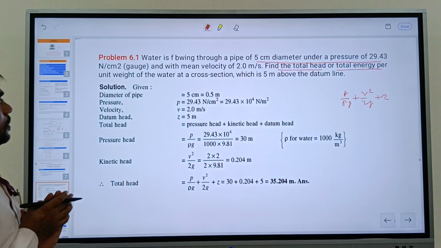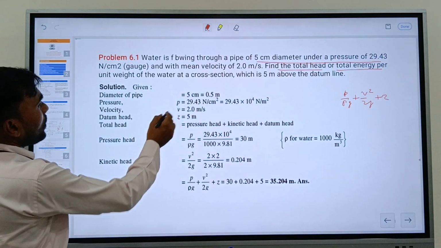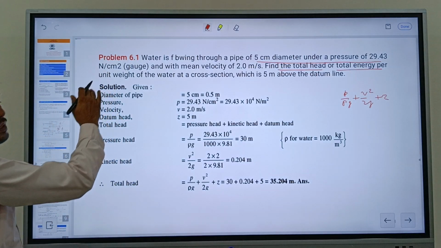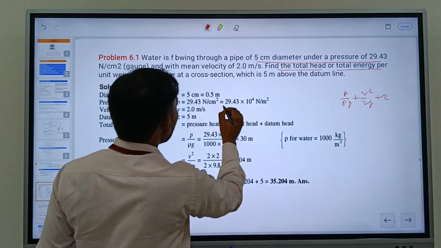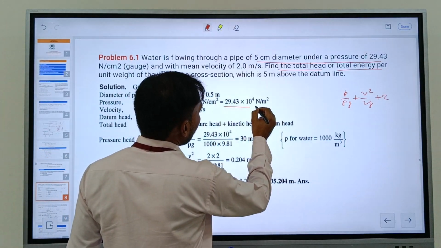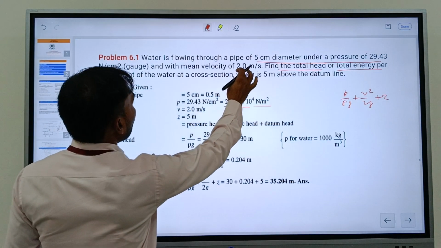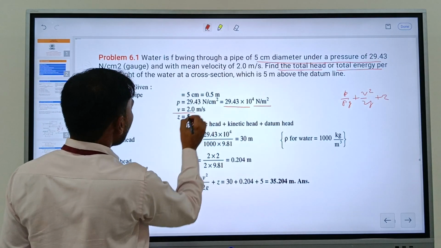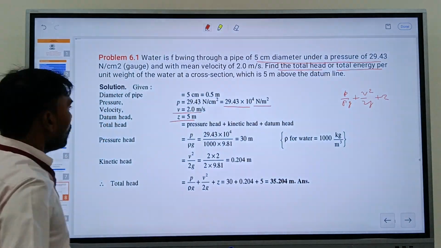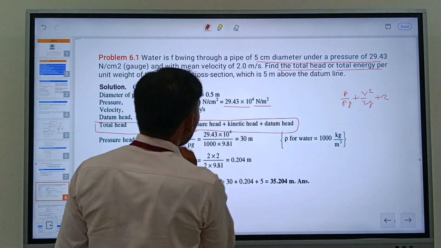Okay, so let us consider the given values. Diameter of pipe is given as 5 cm, it will equal 0.05 meter. Pressure value is given here, 29.43 Newton per centimeter square. So you should convert it into SI system. Then the value will be 29.43 into 10 raised to 4 Newton per meter square. Unit is very essential. One should always focus on it. Velocity is given as 2 meter per second, so it does not require a change of unit because it is already in SI system. Datum head, that is Z, equals 5 meter. So total head can be written as pressure head plus kinetic head plus datum head.